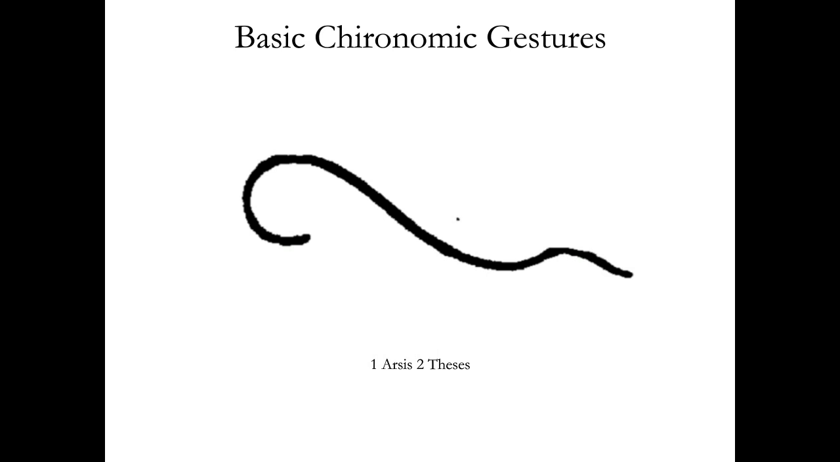Let's try a couple of other combinations. This one is arsis with two theses. When you have multiple theses in a row, it will be just like your hands are going up and down on a wave. In this next set, we will combine one arsis with two theses. We will do each gesture for two counts each. Arms out, begin with a two-beat breath.